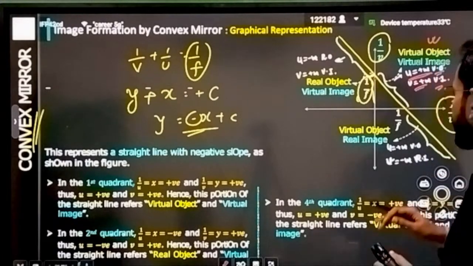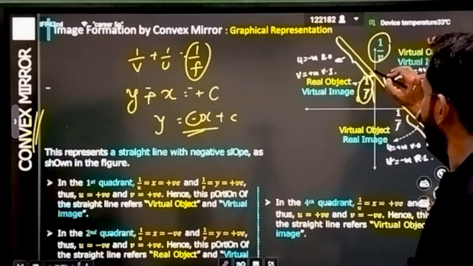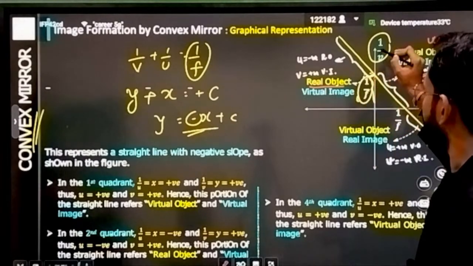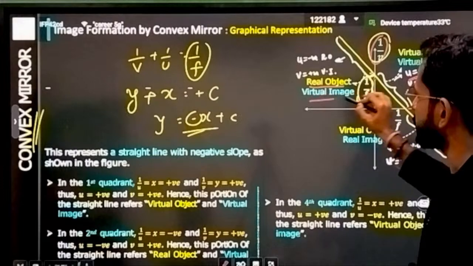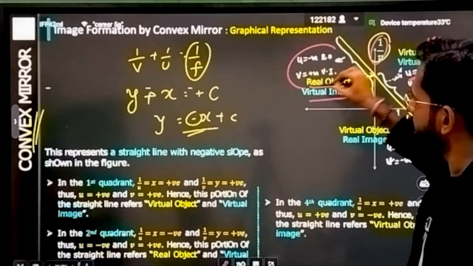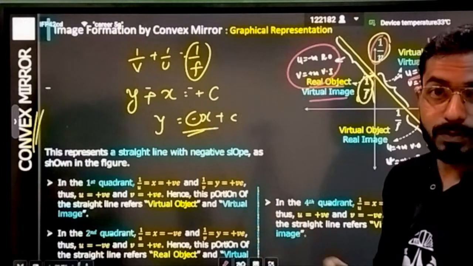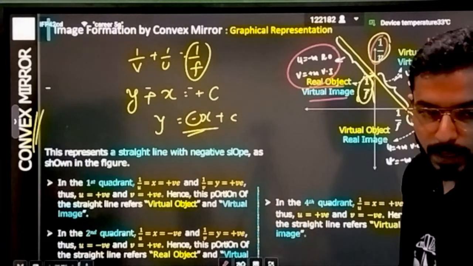Correct? Come to the second quadrant. Here what will we say? That u is negative. That means the object is real, but v is still positive. That means the image is virtual. So this kind of possibility is also possible in a convex mirror. These are telling you about the possibilities that you can have.